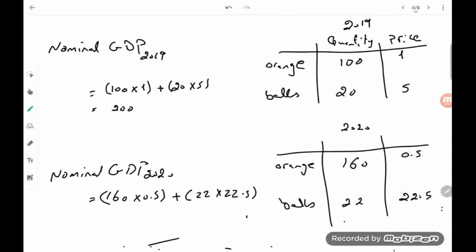So in this case, it will be 575. So this is the case of calculating nominal GDP. It's calculated as current year prices multiplied by current year quantities. What about real GDP?